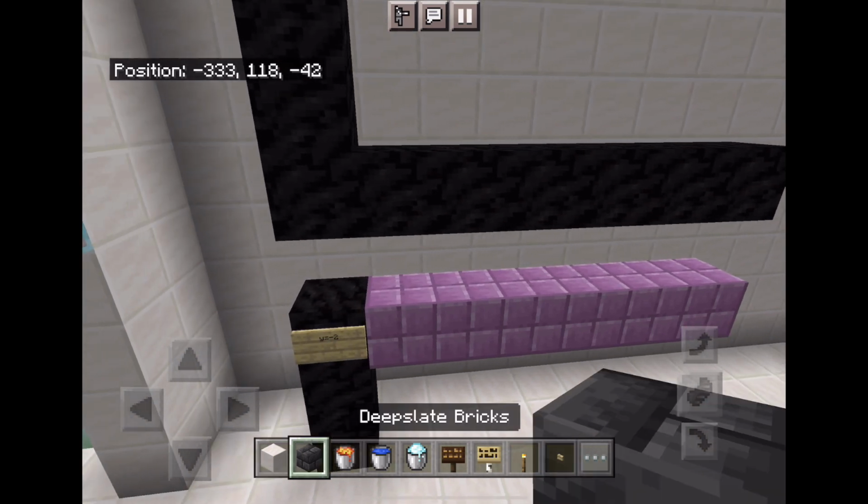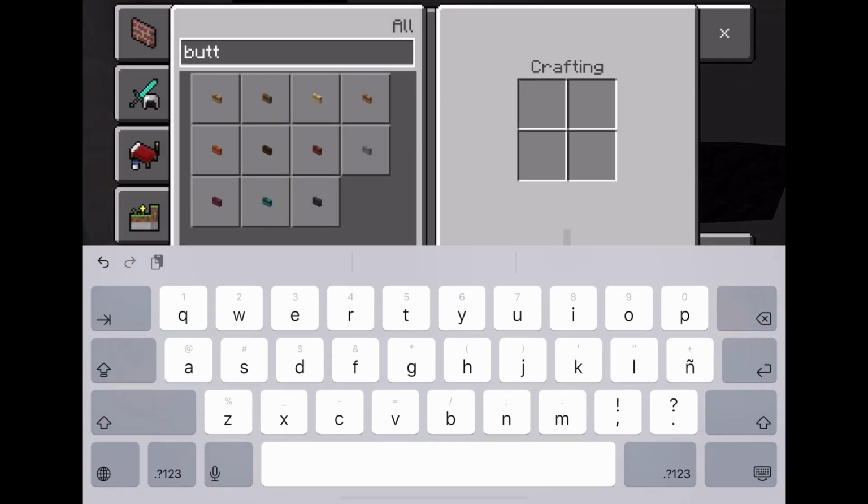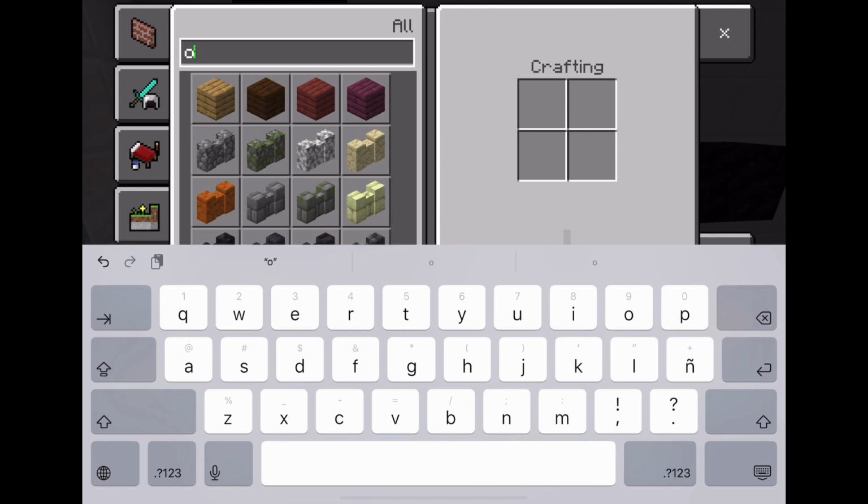And so, yes, this is... Hold on, I gotta replace this block. It says bite.